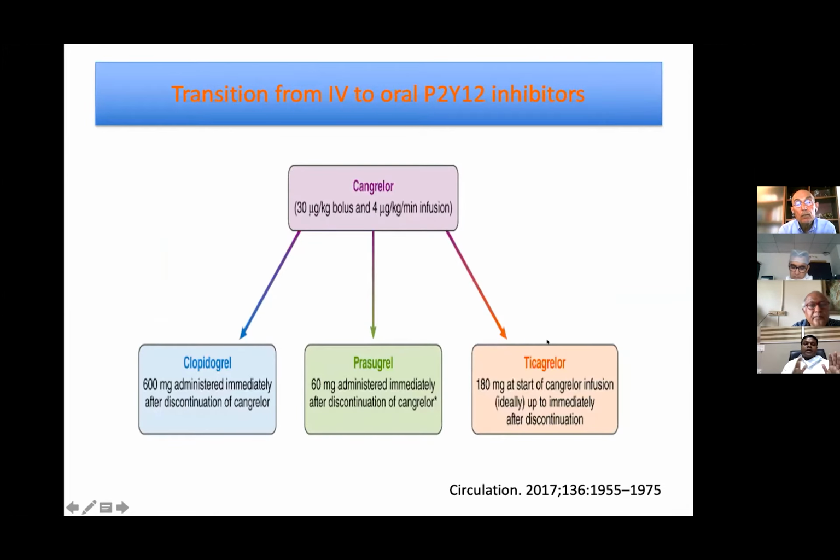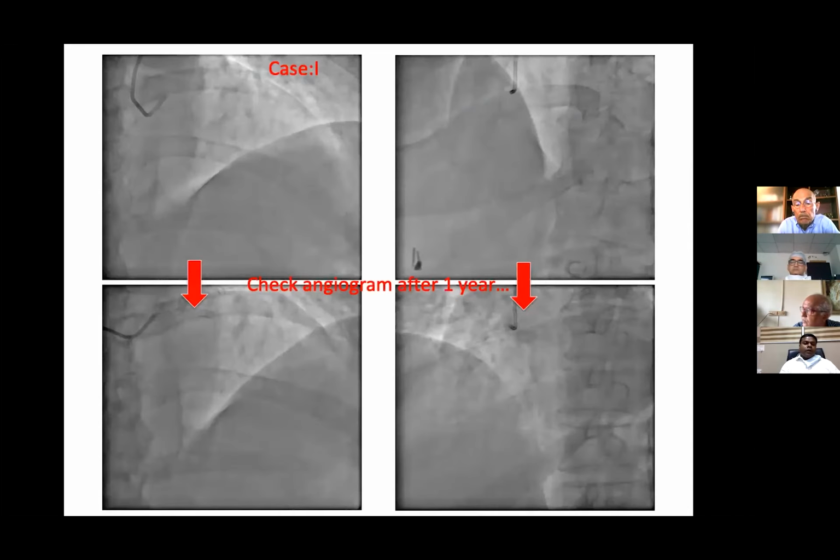While transitioning in the peri-PCI period from intravenous cangrelor to oral P2Y12 inhibitors, clopidogrel has to be given 600 milligram immediately after discontinuation of cangrelor. Similarly for prasugrel loading dose. But for ticagrelor, you have to give at least 180 milligram at the starting of cangrelor infusion. So let's see from this knowledge what you have gained so far, which has given some overview.